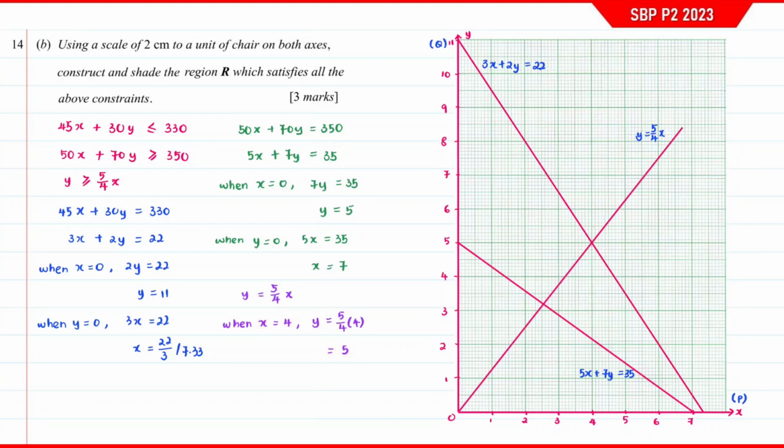So now to shade the region R, based on the first inequality, this is less than or equal to, which will be on this side. And for the second inequality, the sign is greater than or equal to, then it will be above this side. And for the third inequality, it is greater than or equal to, then it will be above this side. So the region which satisfies all the above constraints will be here.